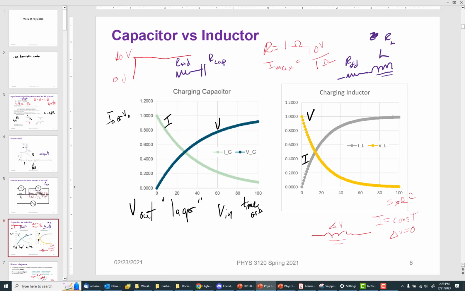And that's why, when we have a ZL plus ZC, it's 2 pi FL minus 1 over 2 pi FC, because they react in opposite directions. All I want you to take away for now is that something happens to the voltage and the current in both of these devices. They're reactive devices.